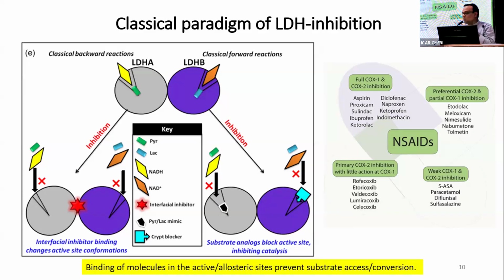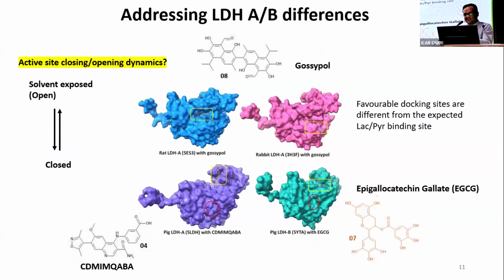There are also compounds which can go and bind there. And we also have LDH inhibitors. I showed you those inhibitors like gossypol and CDMIM-QABA. I'll tell you about all these things. EGCG is a very famous phenolic compound, epigallocatechin gallate. All these are known to go and inhibit the LDH system.